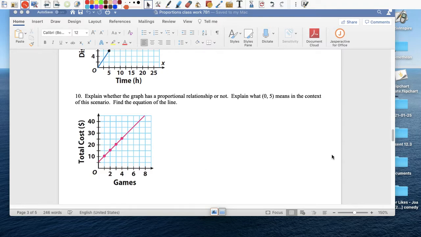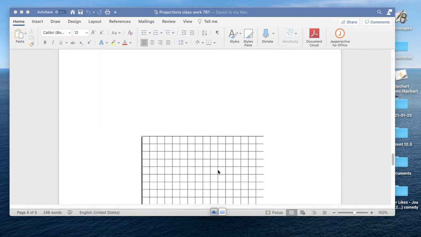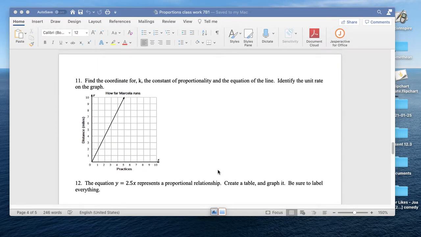Is that it? No, there's more. All right, 2 more. That's not that bad. Number 11, find k, and all that stuff.